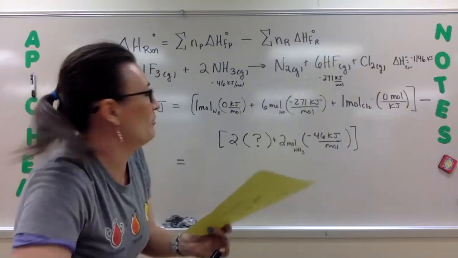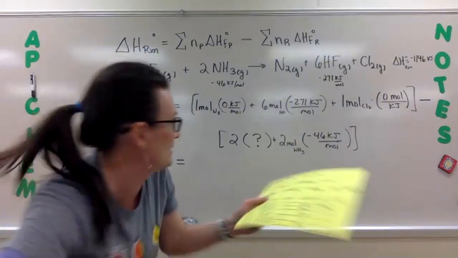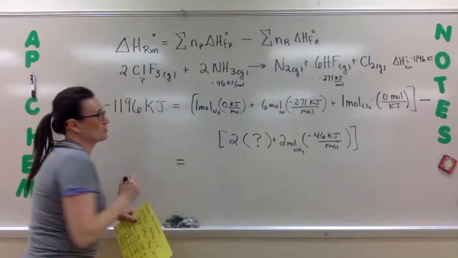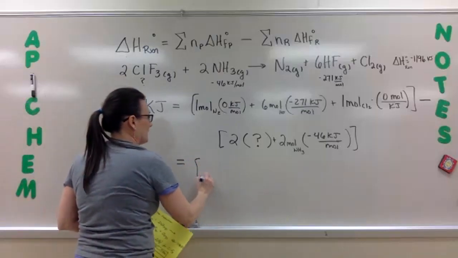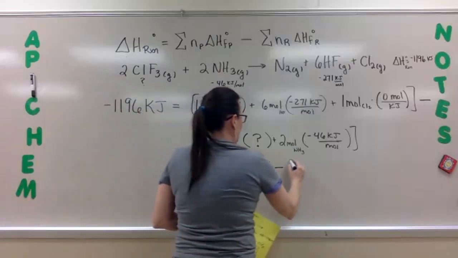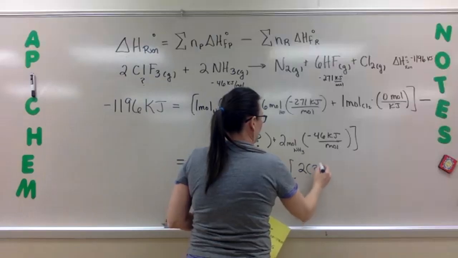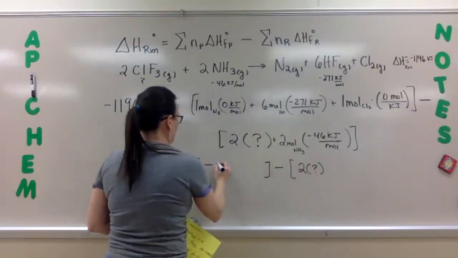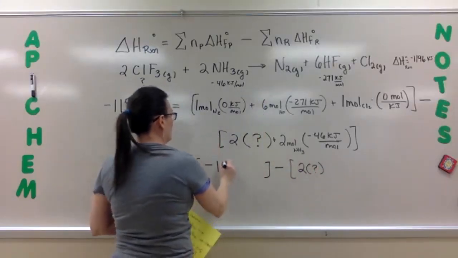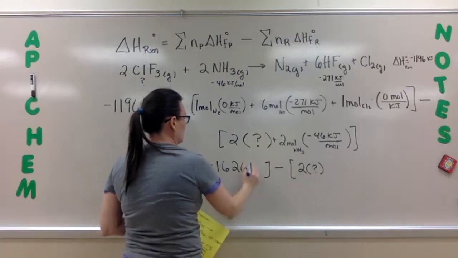Okay, so here we go. What do we get? I don't want to show all the math. Let's get to the answer. Let's cut to the chase. Or should we show the math? Anybody have what the first big bracket equals? Negative 1,626 kilojoules. Is that right?